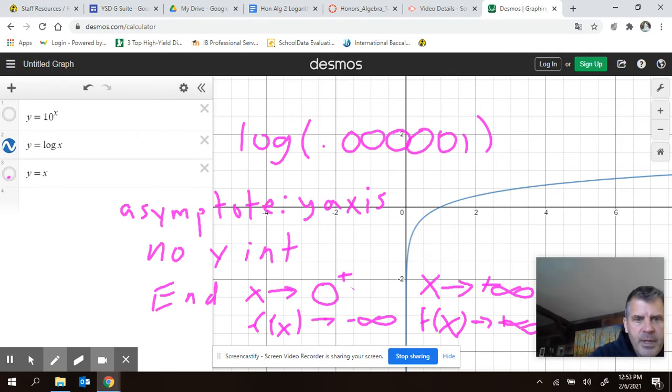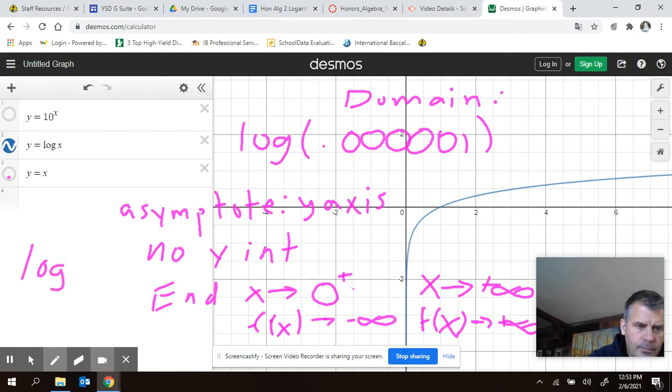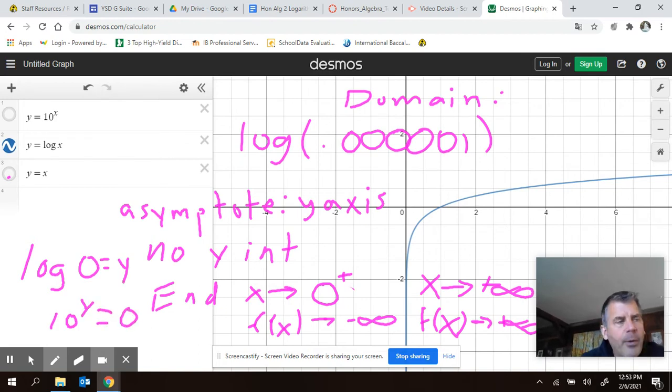All right, so what's your domain? Your domain is going to be, let's write this up here. Your domain can only be the positive reals greater than 0. You can't put 0 in there. Because you think about it, if you try to go, well, what's log of 0? That's the same thing as saying 10 to the y equals 0. For what value of y would taking 10 to the y equal 0? To what power can you take 10 to get 0? You can't. It ain't ever going to happen.